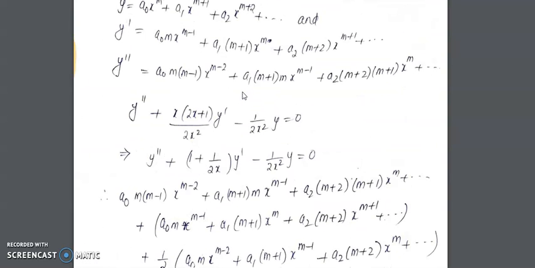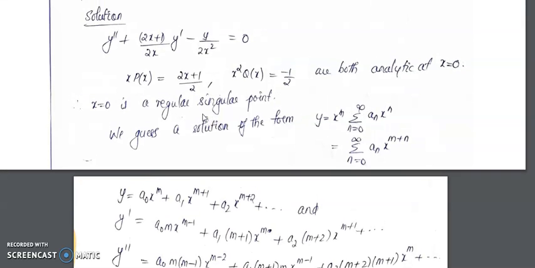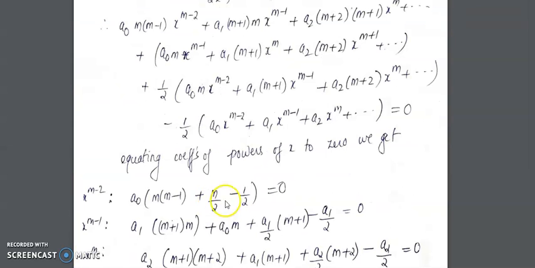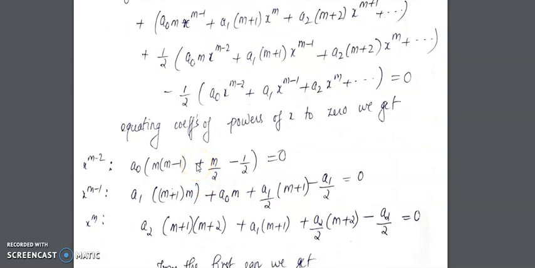So these are the values we get when we expand these functions. Okay, so coming to that, this equation is called the initial equation. From the first equation, since a0 is not equal to 0, this will be equal to 0. So from here you can solve for the value of m.